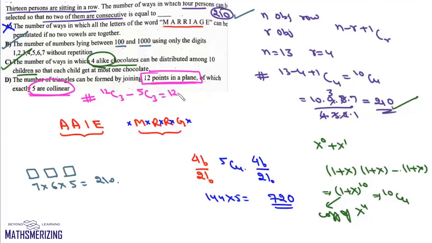Now 12C3 is (12 × 11 × 10)/6, and minus 5C3 is (5 × 4 × 3)/6. So this is 220 minus 10, and it will be 210. So that means this option D is also correct. So the correct options are B, C, and D.